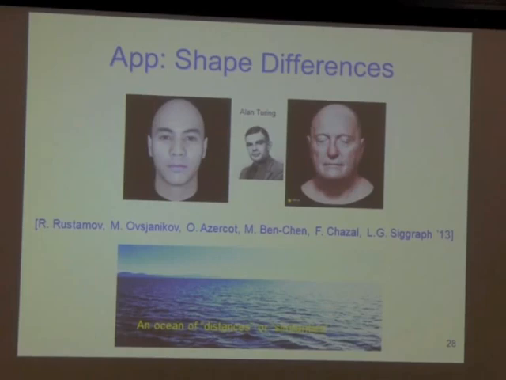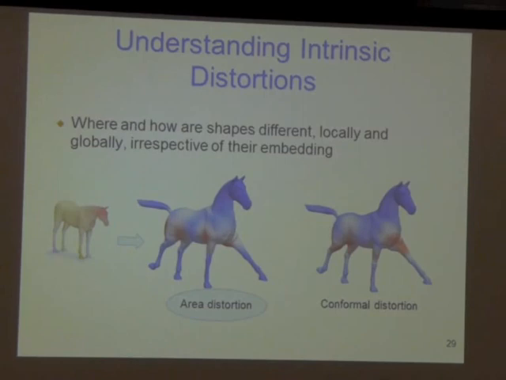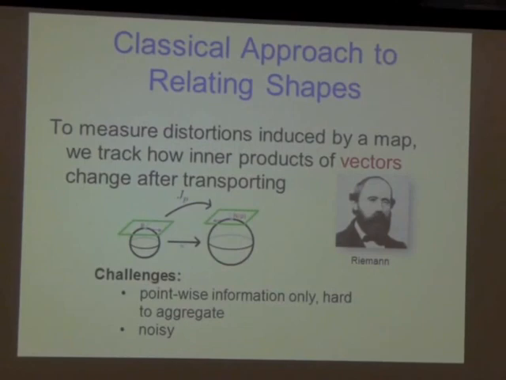And I'll focus right now on understanding intrinsic distortions, things that ignore the embedding of the shape into 3D. There are various notions of that, area distortion, angle or conformal distortion, and again, due to lack of time, I'll focus in the remaining slides on area distortion. Now, normally the way you would approach this from a differential geometric point of view is to look at what happens at unit tangent vectors on the surface and how the inner product between them changes as you transport them under the map, and that's the Riemannian view.